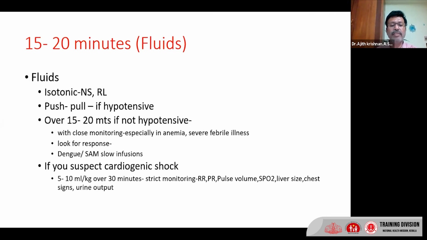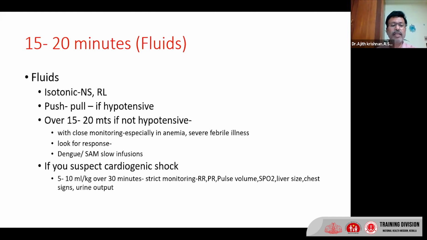So in dengue and SAM, it is not 20 ml per kg over 15 to 20 minutes. In dengue it will be 10 to 20 ml per kg over 1 hour, and in severe acute malnutrition it is 15 ml per kg over 1 hour. So you have to go slowly in dengue and SAM. Dengue sometimes may be mimicking. We are getting missed cases closely simulating dengue fever. So dengue is a close differential diagnosis in some cases of MISC.